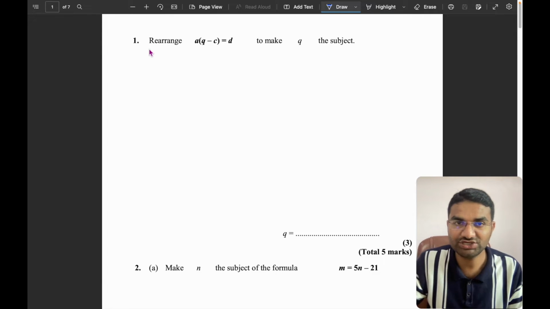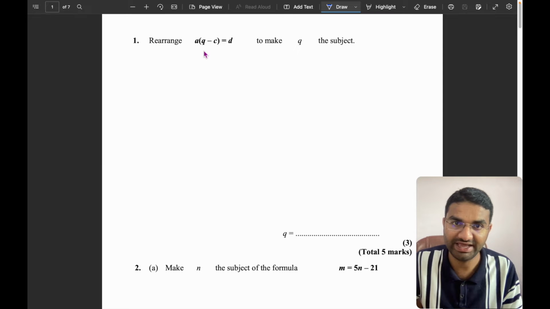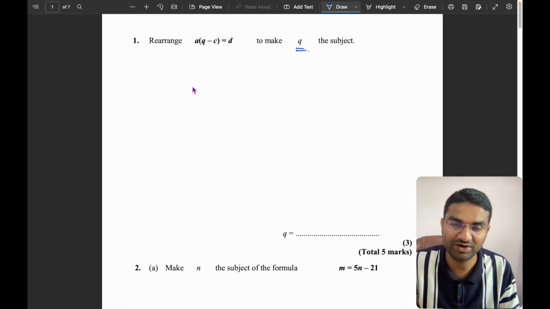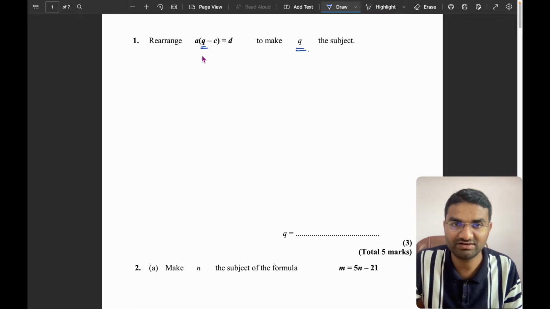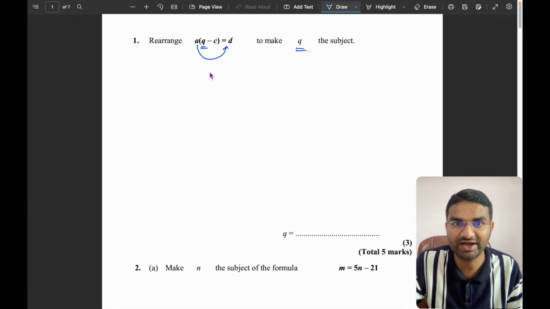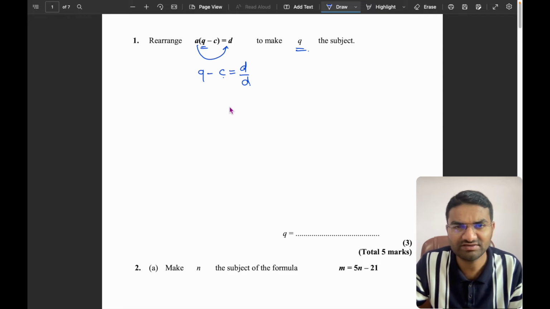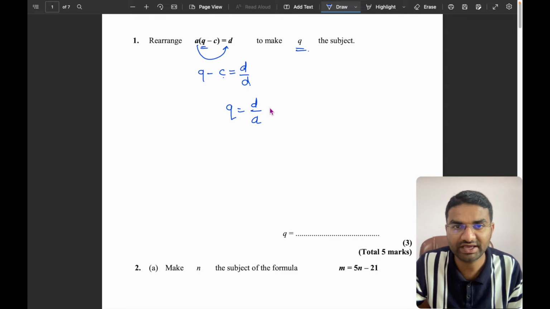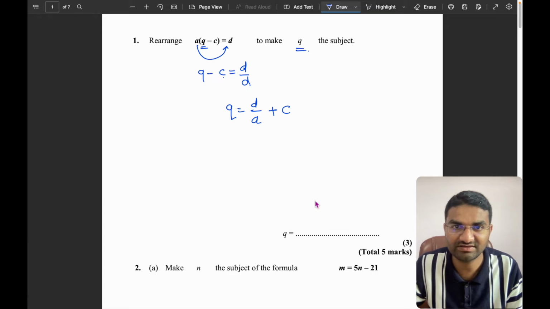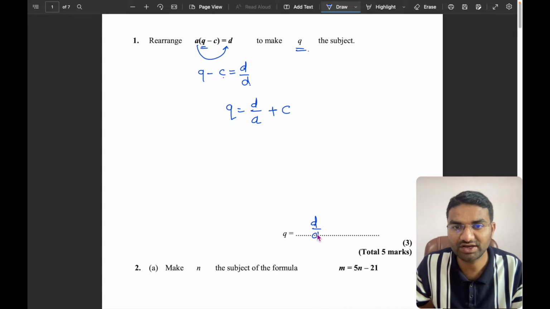So rearrange here. First question, rearrange A in a bracket Q minus C is equal to D. So we have to make Q the subject. Firstly, transfer this A to the right. It is multiply, so if you transfer to the right, it will be divide. Q minus C is equal to D by A, and transfer this C to the right hand side. It will be just an addition. So Q is equal to D over A plus C. That's it, and this is a 3 mark question.